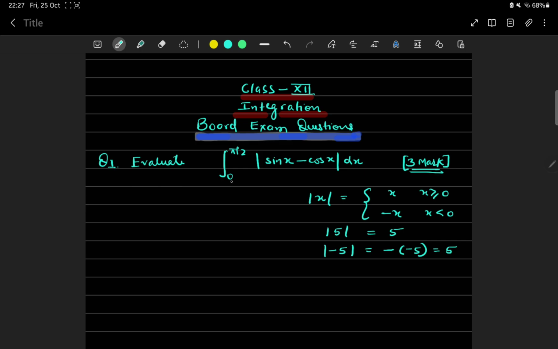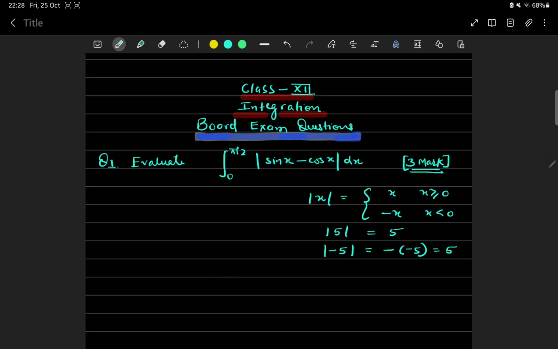Now here we have to integrate this function from 0 to pi by 2. We must be aware of how sin x and cos x behave in the limit 0 to pi by 2. So we know that the value of sin x is increasing from 0 to pi by 2, and the value of cos x is decreasing in the interval 0 to pi by 2.